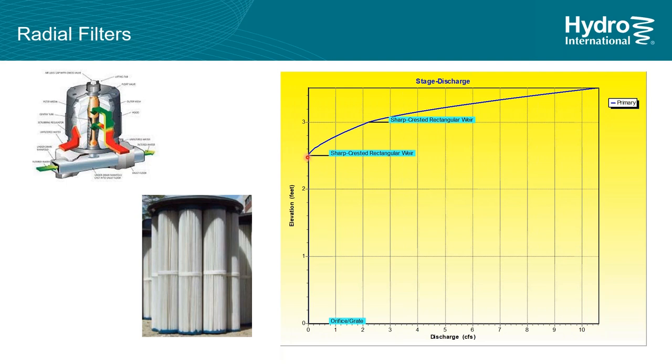And then once it gets there, now it's going to act like some sort of curve. This is close. In reality, this is going to be pretty much a straight line based on Darcy's law, and then obviously it might hit a bypass curve and start weiring over some sort of bypass weir. So that's something to think about with those filters.